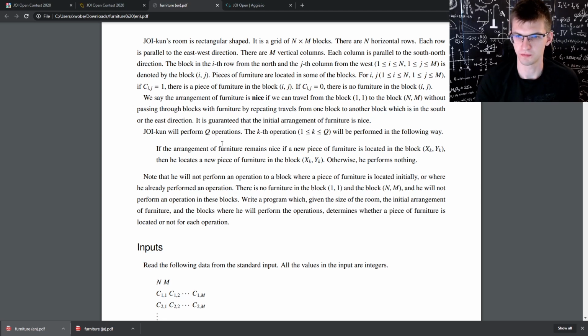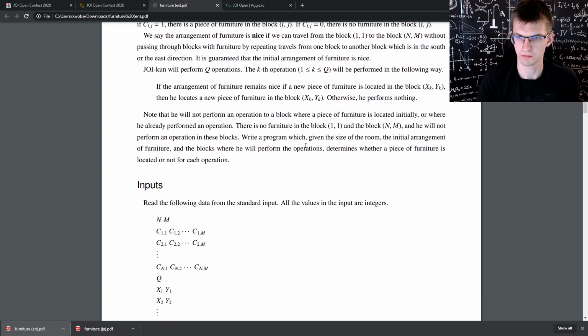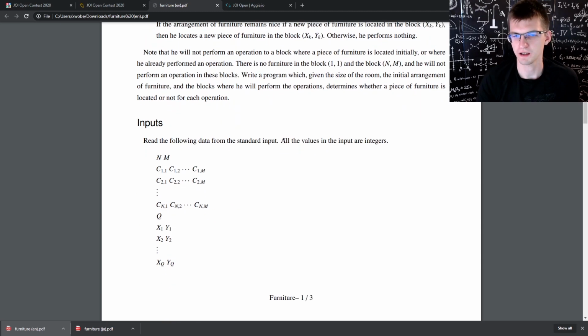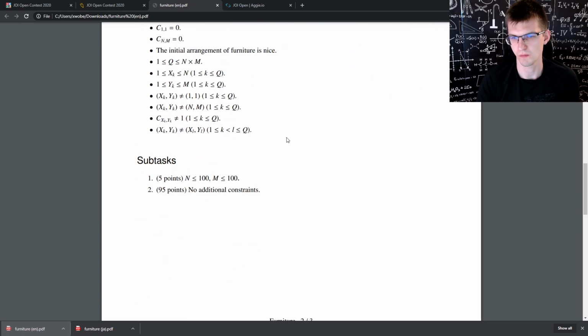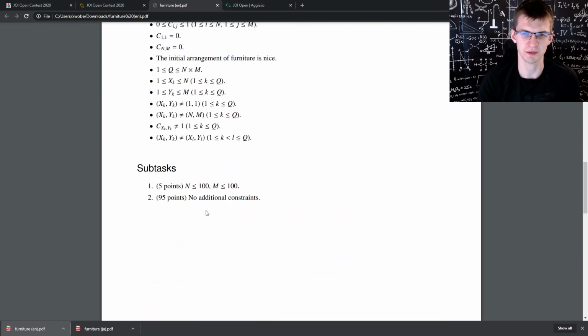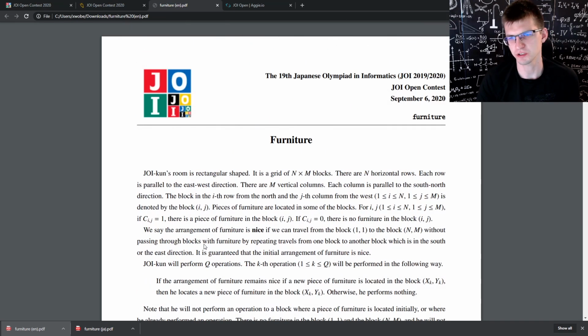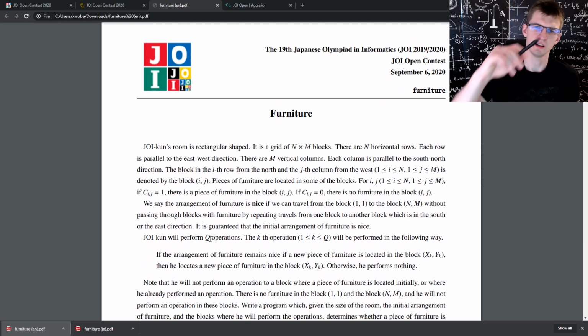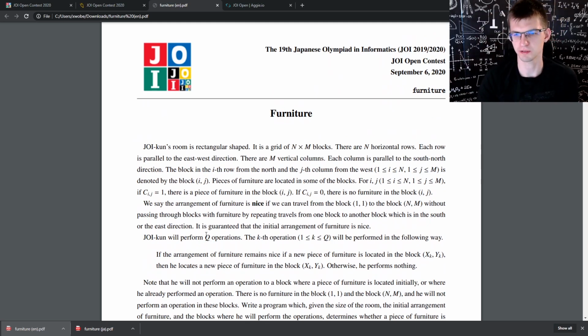Operations. We try to put furniture. We try to make this cell forbidden. I know a similar problem. Very bad subtasks. So basically, that's a binary problem. I think the solution is to maintain the topmost and bottommost good path.